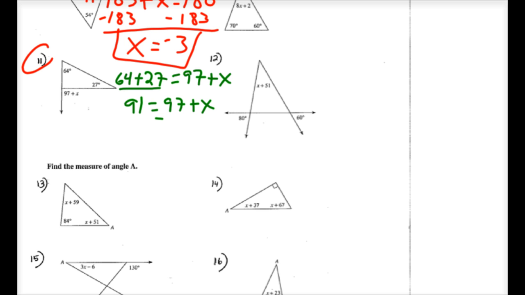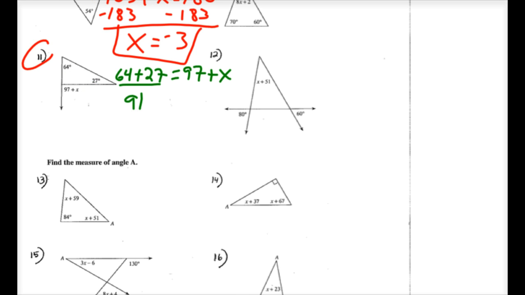He combined his like terms. Subtract 97. What's 91 minus 97? -6. The measure of that angle, guys, is 91 degrees, which happens to be the sum of the two interior angles. All right. Tough one.